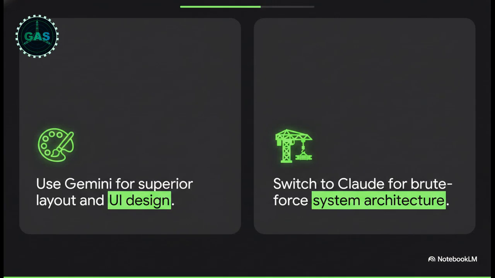Top-tier consultants use different models based on their specific technical strengths during the build process. For example, you might leverage Gemini for superior layout and UI design, but then switch over to Claude 4.5 for the brute force architecture and complex logic routing. Remember, you are the conductor here. The models are your specialized engineers.